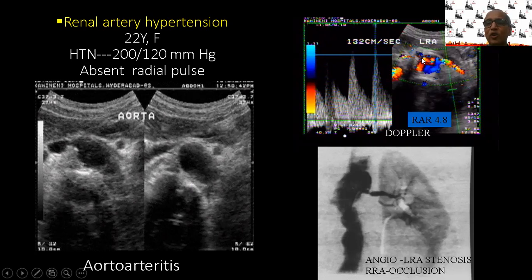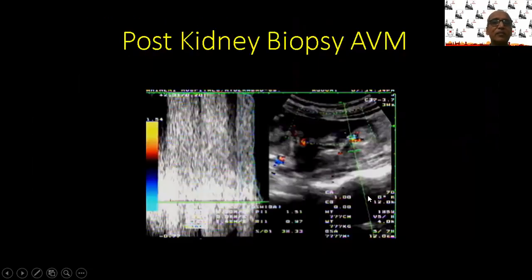The right renal artery could not be visualized because of right renal artery complete occlusion, and the left renal artery showed elevated velocities, and the angiogram showed a typical ostial type of stenosis in the left renal artery.